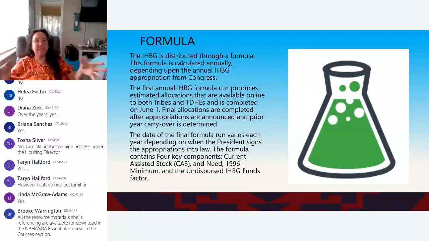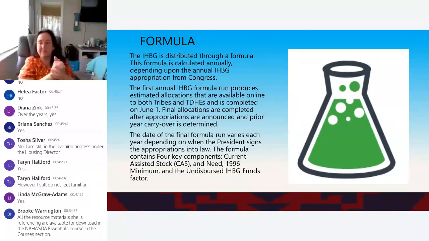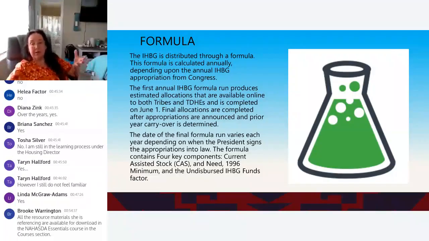So the formula contains 4 key components. What they call our current assisted stock, that's how I started out today's conversation. All the units that you received funding for prior to 1996, okay? So anything built under your 1937 Housing Act is your CAS. That's your formula current assisted stock. And your need, 1996 minimum, and what they call the undispersed Indian Housing Block Grant funds factor. Those are the components of your formula.